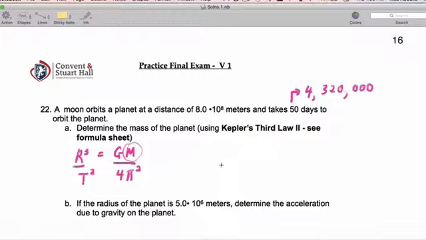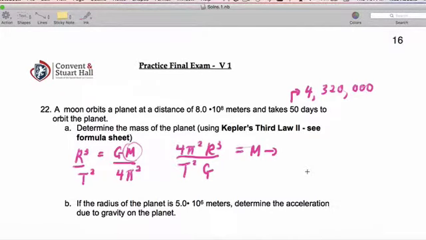So let me just do a small calculation to isolate. So we're going to get 4 pi squared r cubed over t squared with a little g, with the capital G down here, equals the mass. And let's remember that capital G is the universal gravitational constant, which is 6.67 times 10 to the negative 11th. That's on the formula sheet. But we're going to actually put in our numbers.